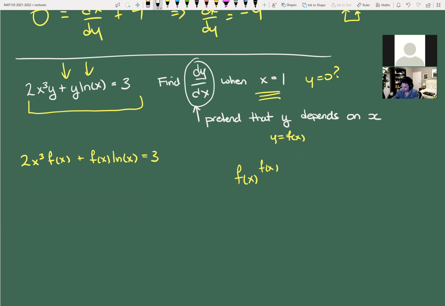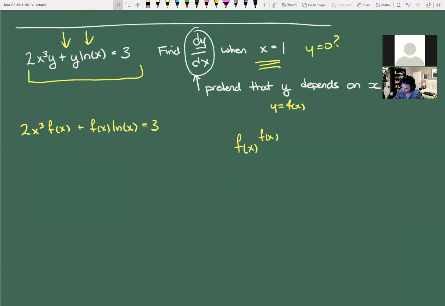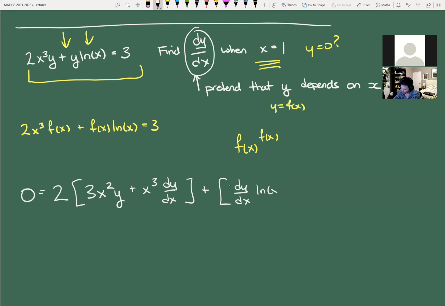So we're computing dy dx. What I'm going to do is differentiate on both sides. Now the right-hand side is 0, so I'm just going to start with that and get it out of the way. Now I'm going to get 2 times 3x squared y plus x cubed dy dx, plus, and then I have to product rule again. So I'm going to get dy dx ln x plus y over x. Does that look like what you got?